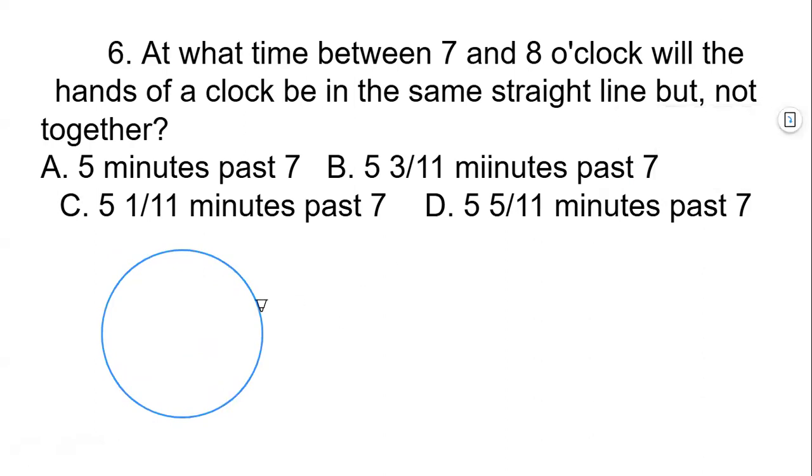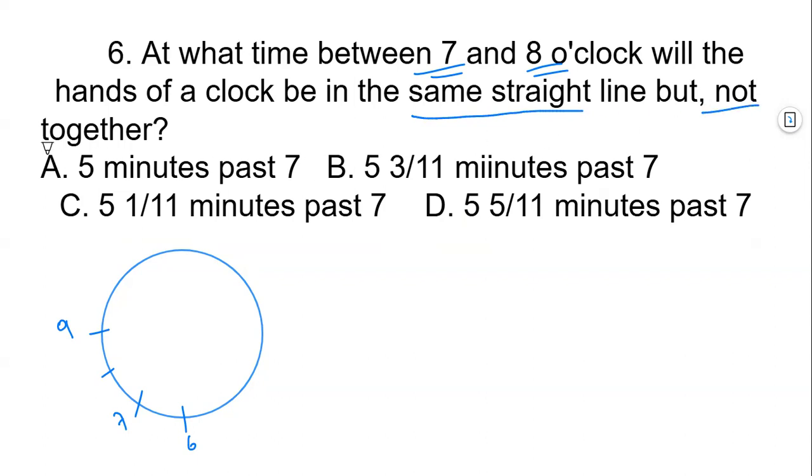Okay, so if you are looking at it, between 7 and 8 o'clock. So let's go to 7 o'clock first. So this is 6, this is 9. So I'm drawing 7 here. And between 7 and 8, will the hands of a clock be in the same straight line but not together?